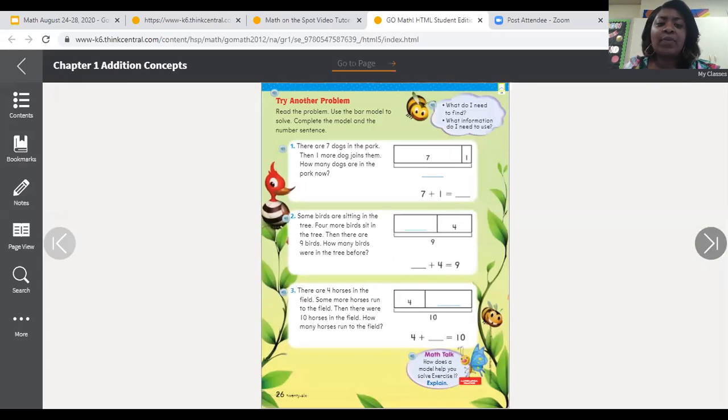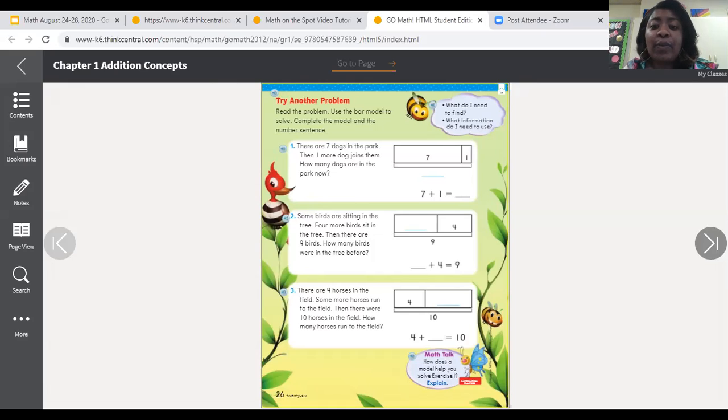All right, let's try another problem. We're going to read the problem, and we're going to use the bar model to solve. We're going to compare the model and the number sentence. And here are some things that we need to ask ourselves. What do I need to find, and what information do I need to use?